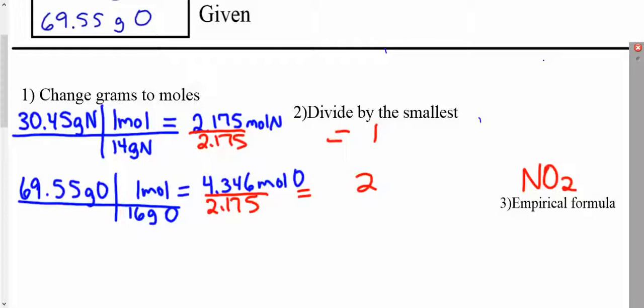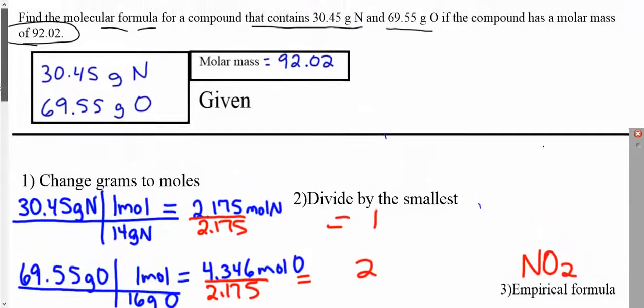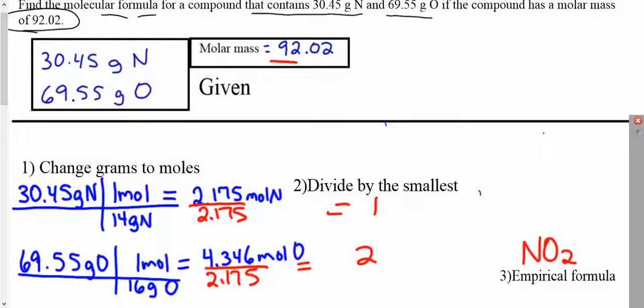Now, I have my empirical formula. I have to go back up to the problem and see what the molar mass of the molecular formula is. The molar mass of the molecular formula is 92.02. I'm going to find the molar mass of the empirical formula, compare it to the molecular formula. If they're the same, then I stop because this is the molecular formula. But when I compare it and if they are different, then I have to do a couple more steps. So let's go ahead and do that.